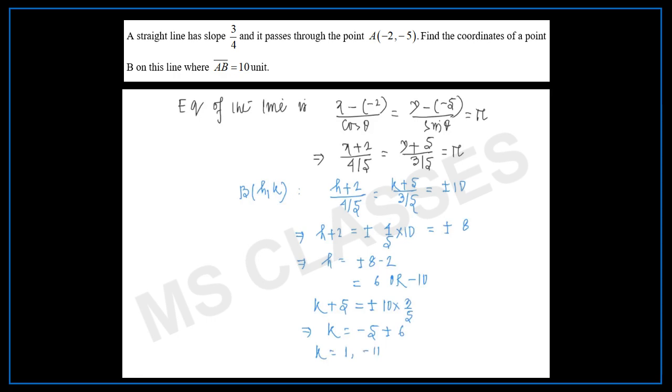Therefore, you get the required point B. Therefore, the required point B has the coordinates 6 comma 1, or it can have the point minus 10 comma minus 11. So the required point B can be 6 comma 1 or minus 10 comma minus 11.